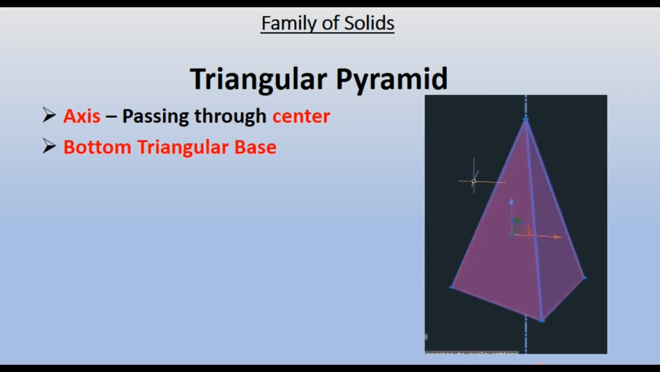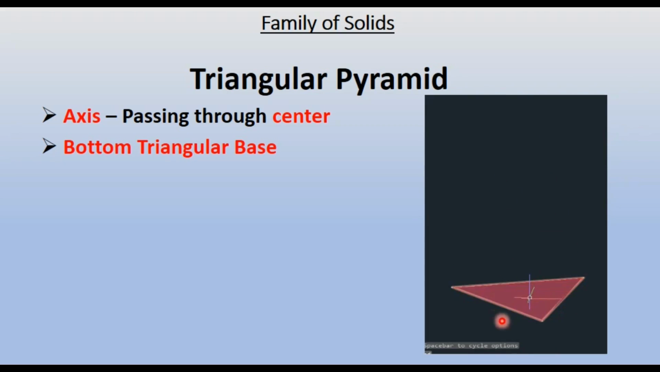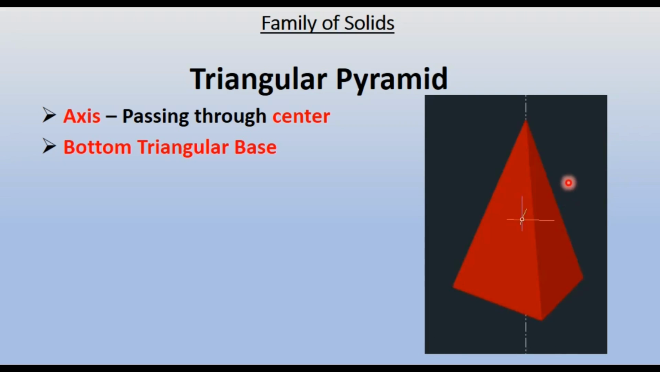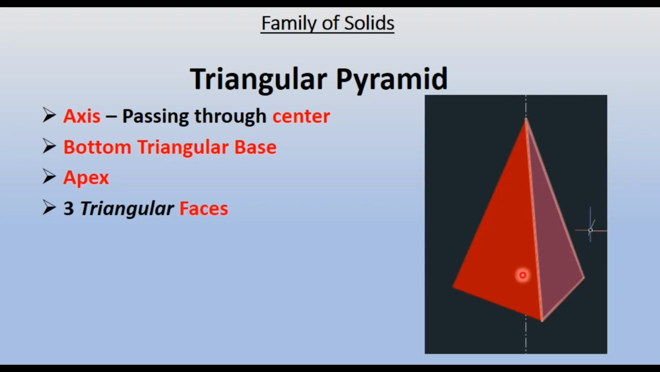So this is your bottom triangular base, which is obviously in triangular shape, and this is the apex point above. This is the apex point. Very important. Apex point is very important in pyramids and cones. And it will have three triangular faces, as you can see here. This is one triangular face. This is the other triangular face.